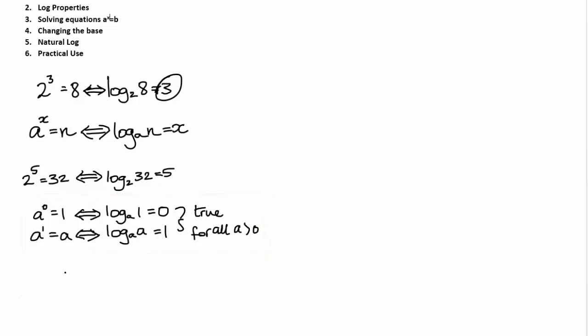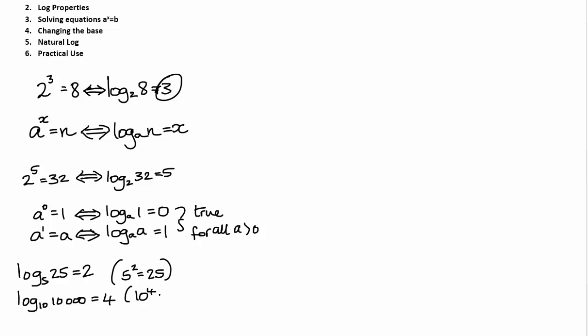Let's try some more numerical examples. Log to the base 5 of 25 equals 2. And how do we know that? Well, an equivalent statement in index form is that. Log to the base 10 of 10,000. Remember, the log gives the power that the base must be raised to give this number. That is 4. An index statement would be that.